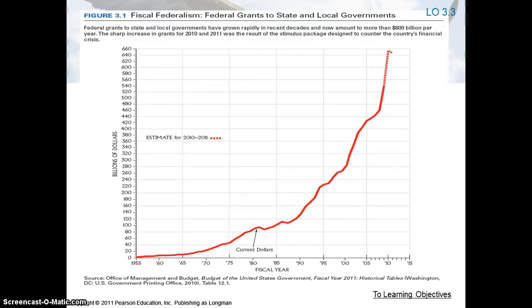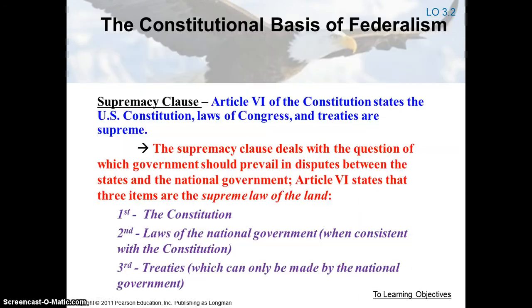And this is just an estimate. This is actually in your book in Chapter 3. It's Figure 3.1 about fiscal federalism and the increase in federal grants to the state and local governments. And you can see the tremendous amount that's forecasted there on the far right side, what we should be seeing as we move towards our time. We don't have any graphs that show actual data. So, a small issue with federalism.